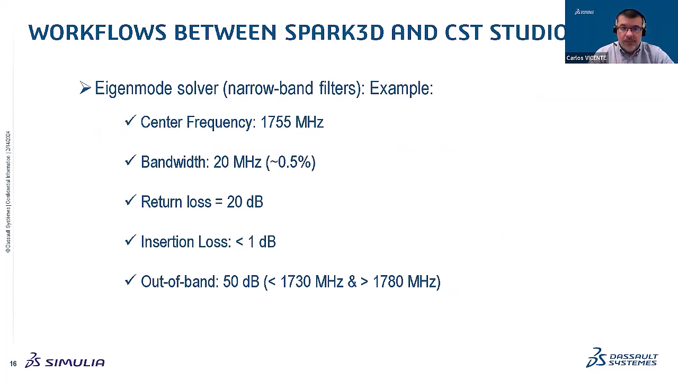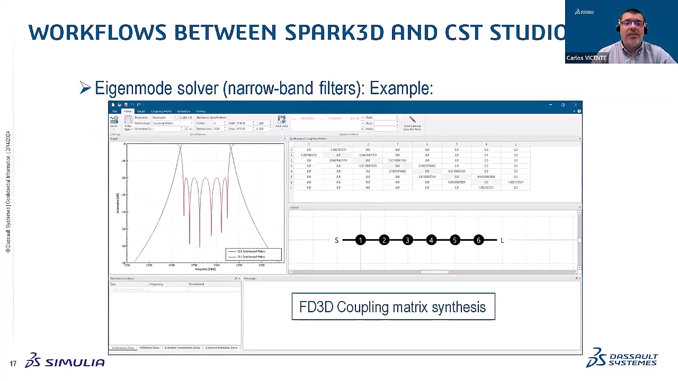I will introduce it now. Imagine you want to design a narrowband filter with 20 megahertz bandwidth at 1.755 gigahertz. So the bandwidth is around 0.5% relative bandwidth. Return loss 20 dB, insertion loss less than 1 dB, and this out-of-band requirement. And we want to do that in coaxial cavity technology. I will go through that.